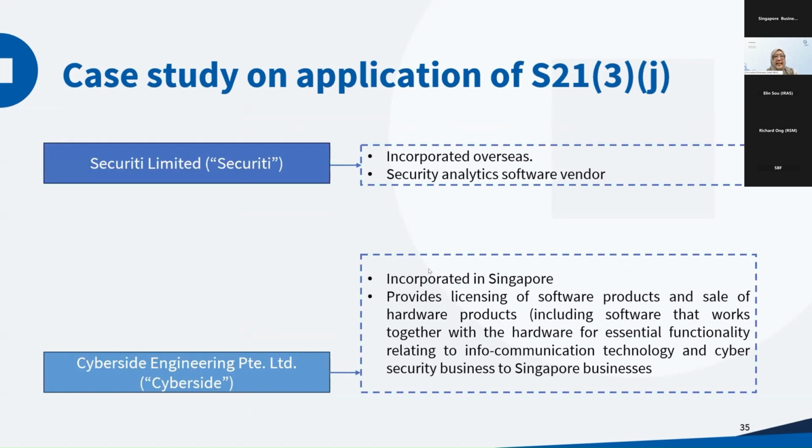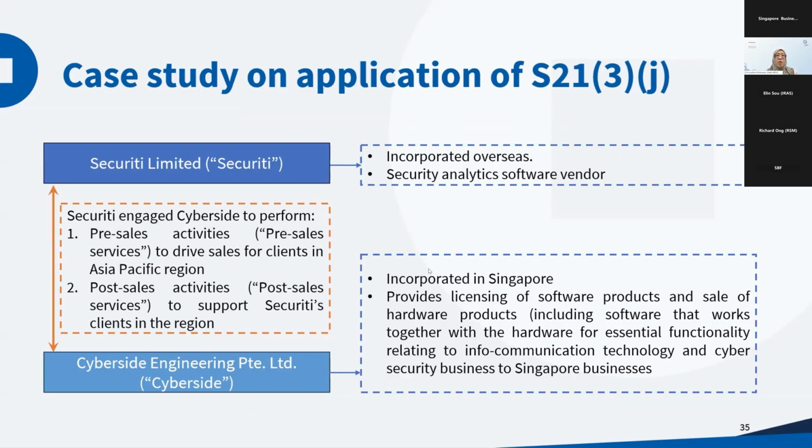For the second case study, there are two entities: Security Limited, an overseas security analytics software vendor, and CyberSight, a Singapore-based tech company handling software licensing and hardware solutions. Security signed a contract with CyberSight to engage them for two key activities in the Asia Pacific region. The services involve pre-sales and post-sales activities.